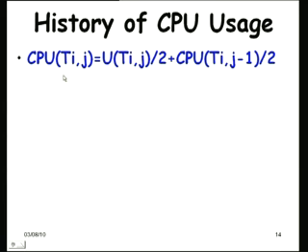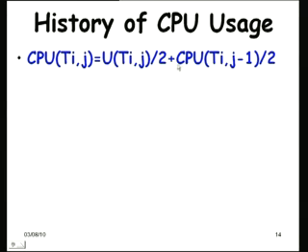Should that not be u Ti j minus 1, because you are telling us the previous? No, Tij is the jth time slice that just got completed. And CPU Tij is the history of CPU utilization at the completion of the jth time slice. So, this is the utilization that occurred in the last time slice plus the history of CPU utilization that exists at the completion of the j minus 1 time slice.